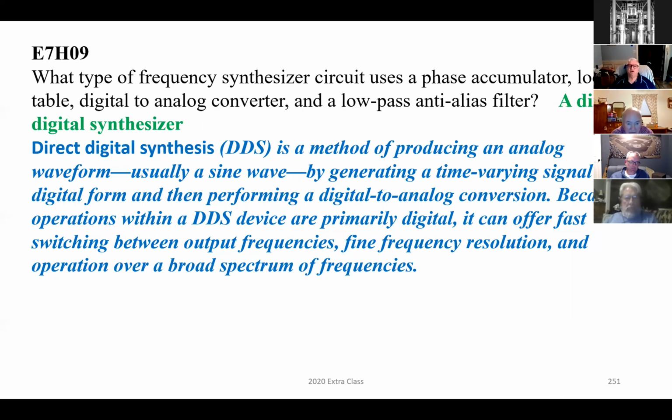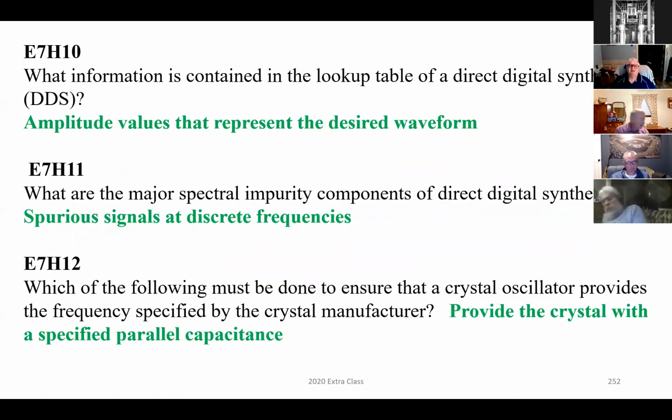Because operations within a DDS device are primarily digital, it can offer fast switching between output frequencies, fine frequency resolution and operation over a broad spectrum of frequencies. That's a mouthful. All right, what information is contained in a lookup table of a direct digital synthesizer, DDS? That would be amplitude values that represent the desired waveform.